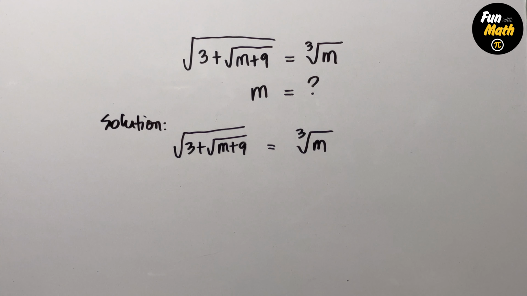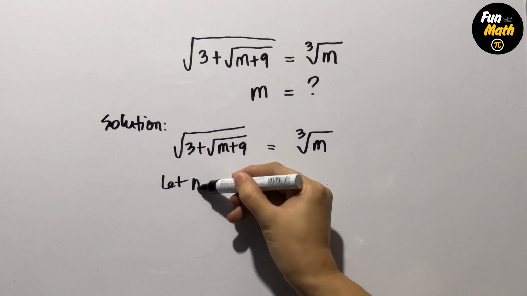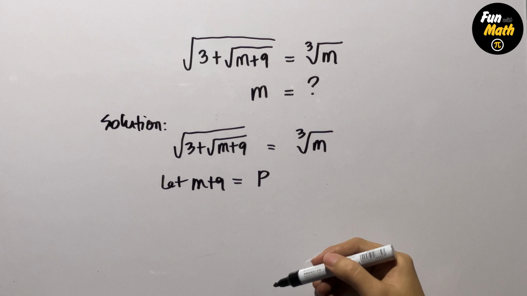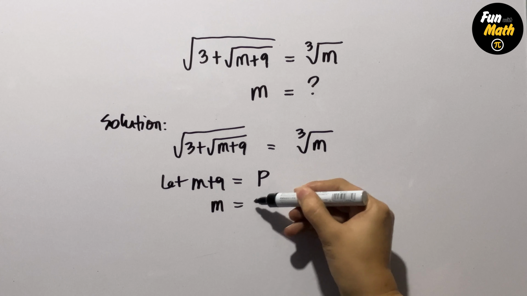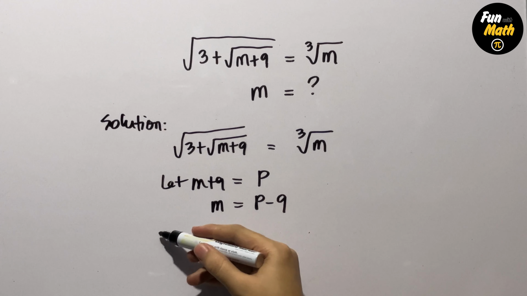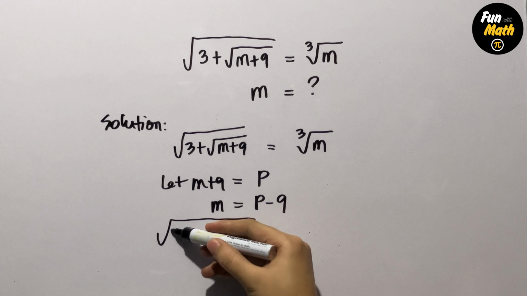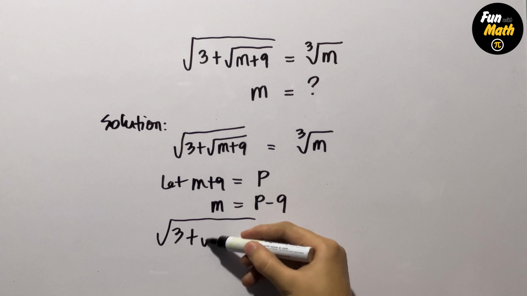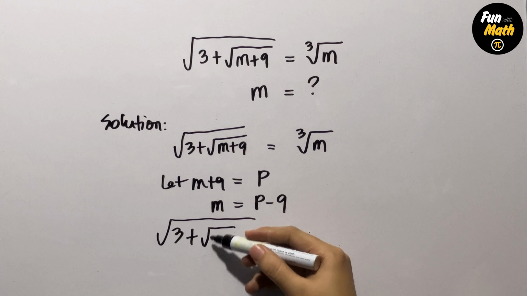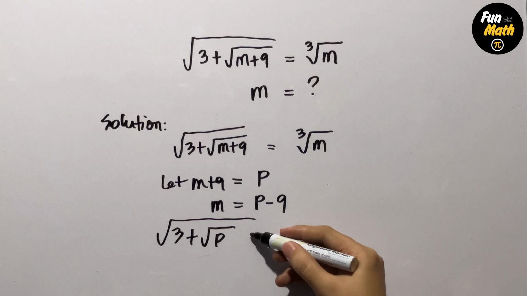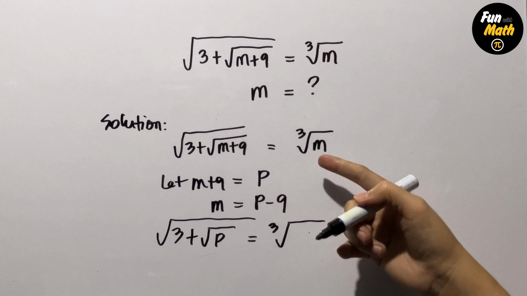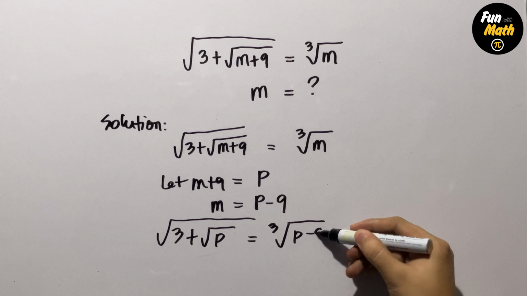Now next is, we can let m plus 9 be equal to p. Therefore, m is equal to p minus 9. So now we write this as square root of 3 plus square root of, in the place of m plus 9, that is p. So this is now square root of p equals cube root of m, that is p minus 9.